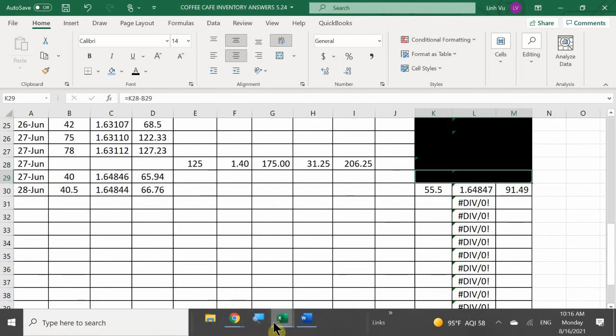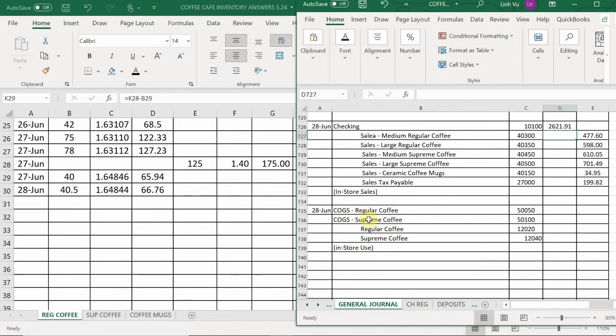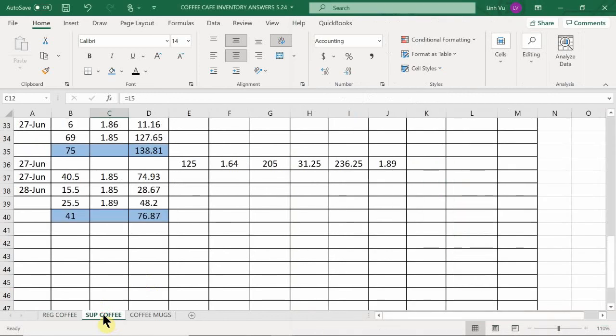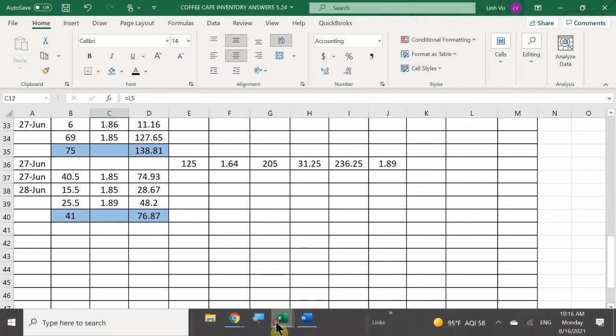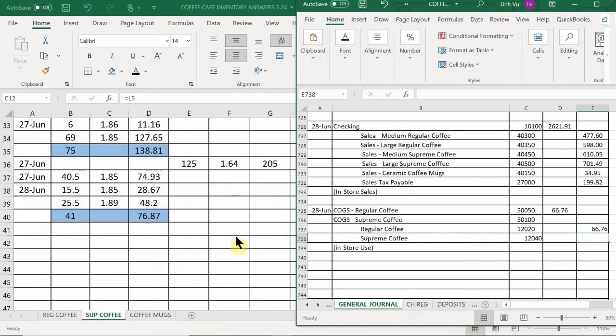So now I need to update my journal and my ledger. All right, because the cost of goods sold for my regular coffee, for selling a total of 40.5 pounds, cost me a total of $66.76. For my Supreme Coffee, we sold 76.87. For the grand total right here, 15.5 pounds at 28.67, plus my 25.5 pounds for 48.20, we got a grand total together of 76.87.